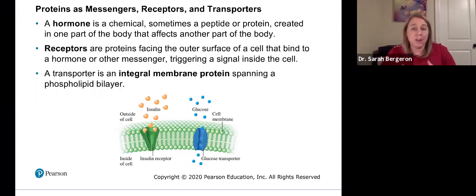And then a transporter is another membrane protein, and that membrane protein must span the entire length of the plasma membrane. So it has to be able to take a molecule that's outside of the cell and transport it all the way across the membrane and get it into the cell, like glucose.